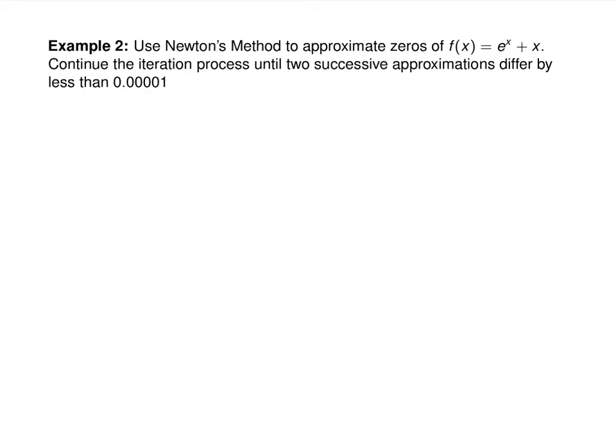So use Newton's method to approximate the zeros of f of x equals e to the x plus x. Okay, so when I graph this thing, what do you get when you plug 0 into this function? 1. When you plug 0 in, you get 1, if you're right the first time. When you plug in positive numbers, you're going to get positive things, right? When you plug in negative numbers, like say -1, f of -1 is going to be e to the -1 minus 1, or 1 over e minus 1.